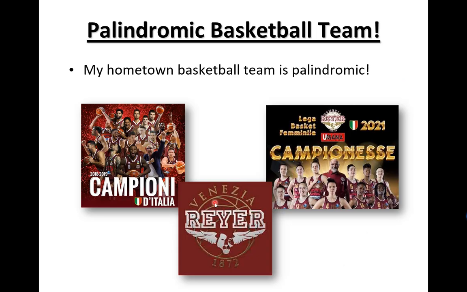It's similar to many words, and the best example I could come up with is my hometown basketball team, Reyer. It's actually the current Italian champion for female basketball in Italy. It was the male champion last year as well. So it's a big team in Italy. But if you look at the name, it's a palindromic name, exactly the same thing. Now, if you read this name in one direction, Reyer, or the other way around, this is actually the last name of the person that founded the team, this name will be referred to as palindromic.